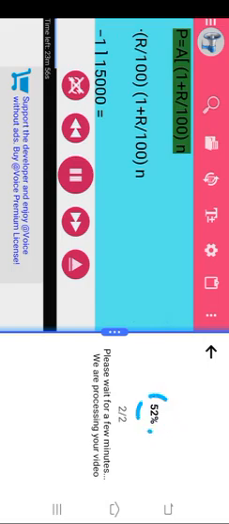R equals 10%, N equals 2. Using P equals A [(1 + R/100)^N − 1] / [(1 + R/100)^N · (R/100)], 15,000 equals A [(1.1)^2 − 1] / [(1.1)^2 · 0.10].